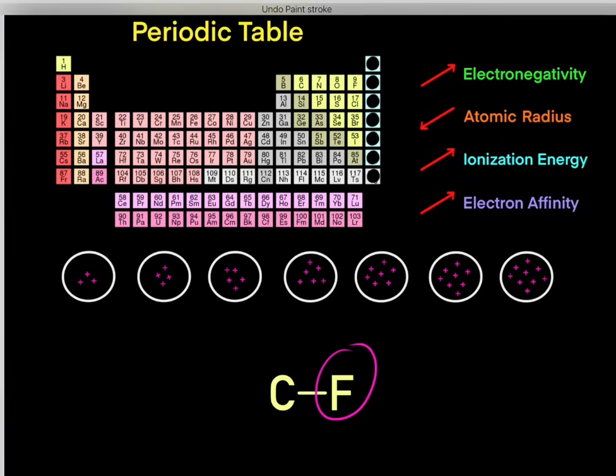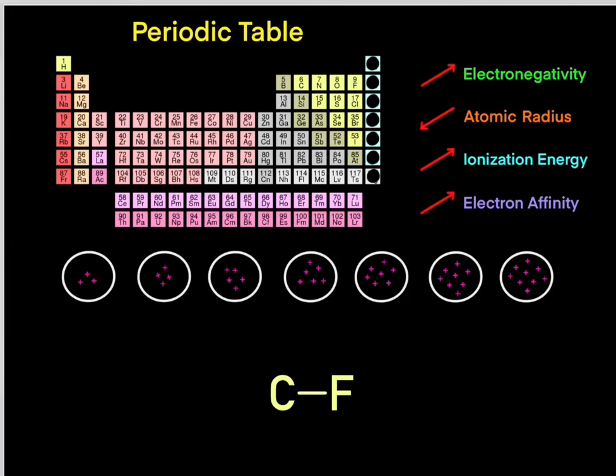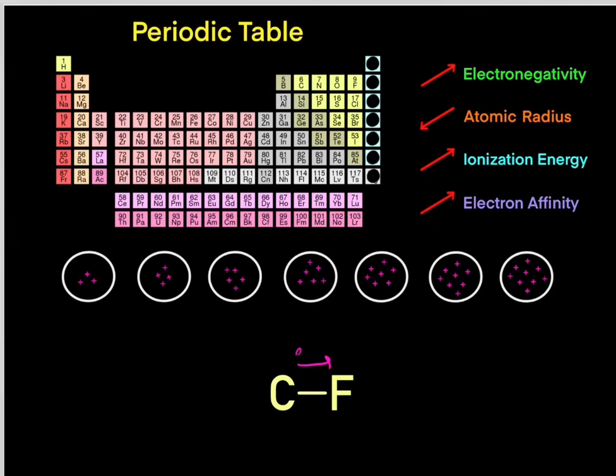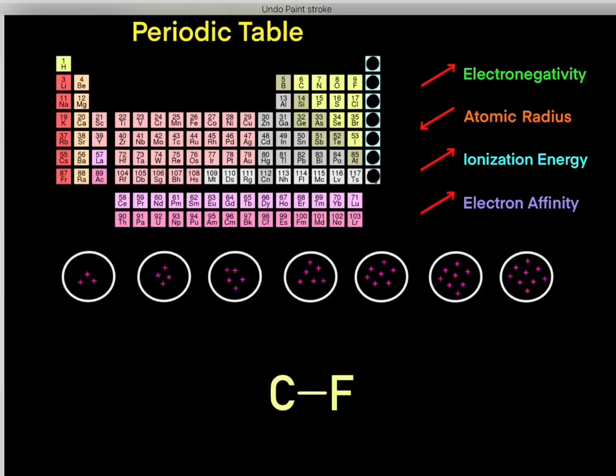For example, let's say we have a carbon atom and a fluorine atom. We know electronegativity increases as we go in this particular direction. So as you go to the right, the electronegativity increases. So we can see fluorine is more electronegative than carbon. And we know the more electronegative an atom is, the stronger the tendency it has to pull negatively charged electrons towards it. So this fluorine is going to pull negatively charged electrons towards it, and it's going to hog all these negatively charged electrons.